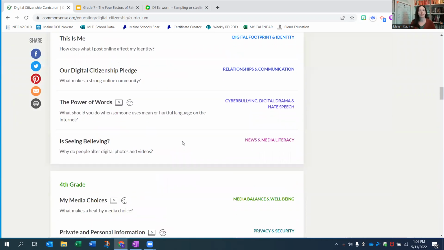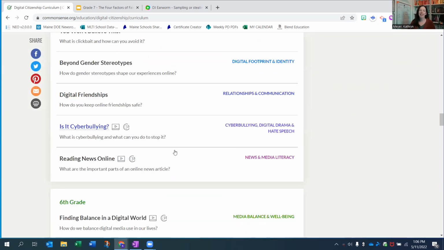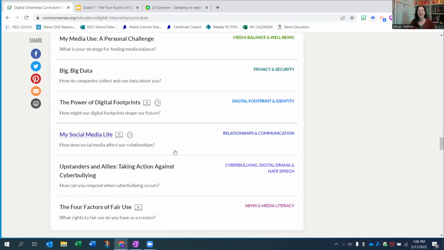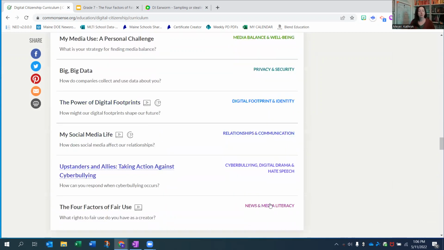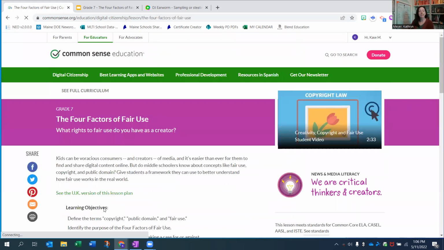I'm going to move right on down to grade 7 because that is what we are going to talk about today. On the right-hand side, you can see those six pillars identified and choose the one that you want to work with. Today we're looking for news and media literacy, and the lesson is on the four factors of fair use. When I click into this, their lesson plans are all set up in the same way. Once you get used to the format that they use, every time you go to a lesson plan, it'll just get easier and easier to navigate your way through it.